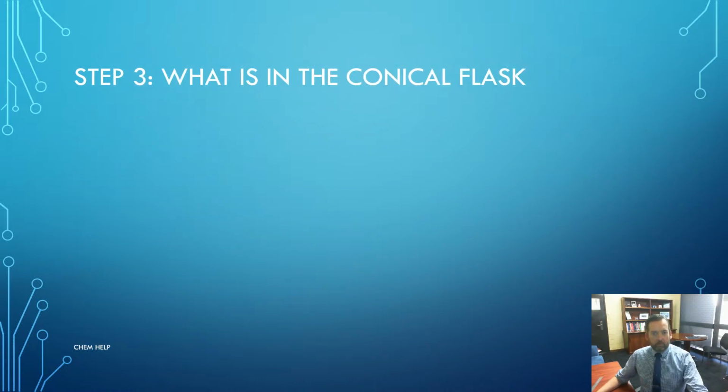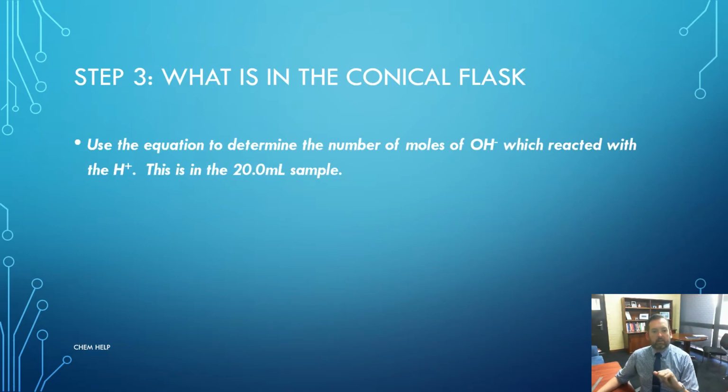Now, what's in the conical flask? That's the one that the aliquot went into, not the volumetric flask, but the thing we did the titration in. Alright, so we use the equation to determine the number of moles of hydroxide which reacted with hydrogen ions. That's in the 20 ml sample. Now, in a neutralisation equation, it's usually a 1-to-1 ratio. So you've got to look at your substance, and you've got to have an equation somewhere. In this case, it's pretty easy. HCl + NaOH → NaCl + H2O. So it's all 1-to-1 to 1-to-1.